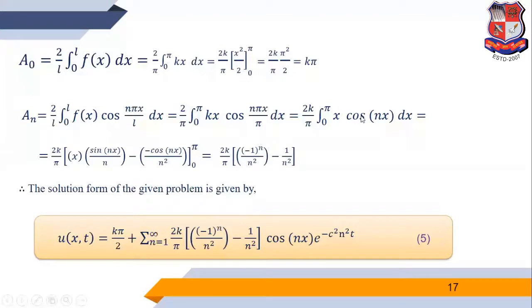The integral of x cos nx is x sin nx by n minus the integral of the derivative of x, which is 1, times the integral of cos nx, sin nx by n, which gives minus cos nx upon n square. The limit is 0 to pi. So we get 2k upon pi times minus 1 raised to n minus 1 upon n square, because cos n pi is minus 1 raised to n. So this is the solution of a_n.